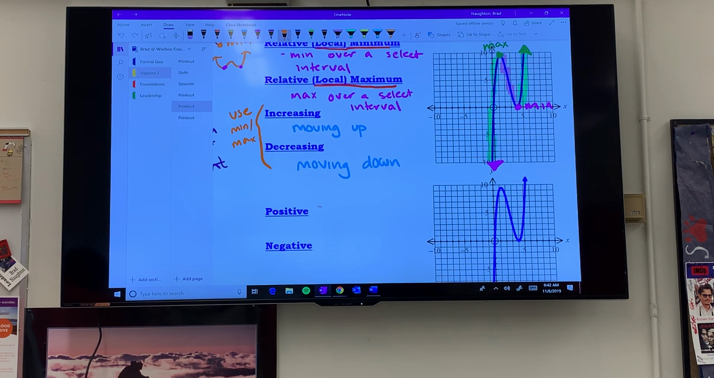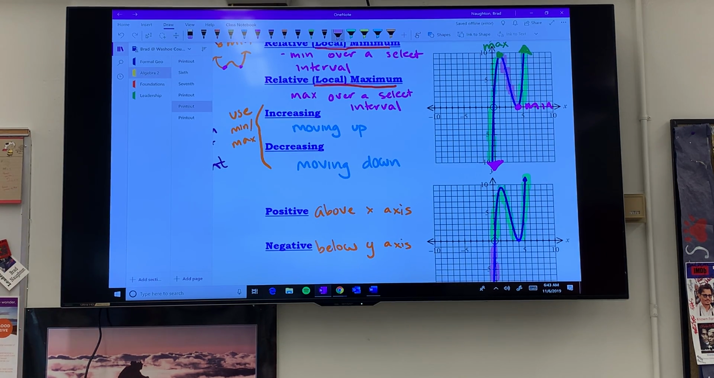Alrighty, and just a good review, because it is nice to review, is positive and negative. Positive is going to be above your x-axis, and negative is going to be below. For anybody that was gone yesterday, this is exactly what we talked about yesterday. For this one, we would say it's positive here. Notice we have it above our x-axis, and then right over here. That's all when it's positive, and then down here we would call that negative.